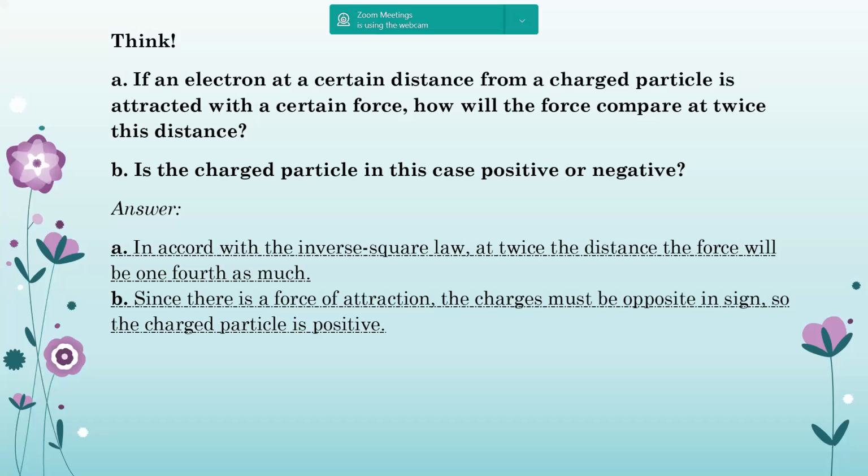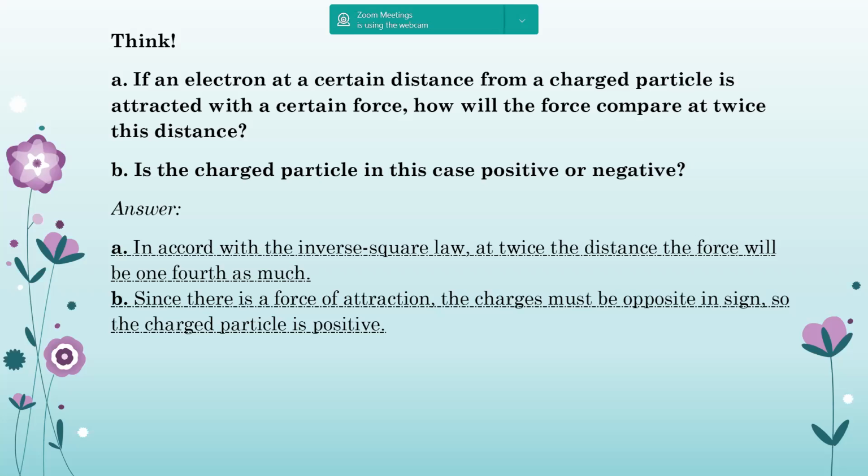So, if an electron at a certain distance from a charged particle is attracted with a certain force, how does the force compare at twice the distance? As I told you, if you double the distance, what will happen with the force? At twice the distance, the force will be 1/4 as much as the previous one. Why? Because the force has an inverse square law with distance.